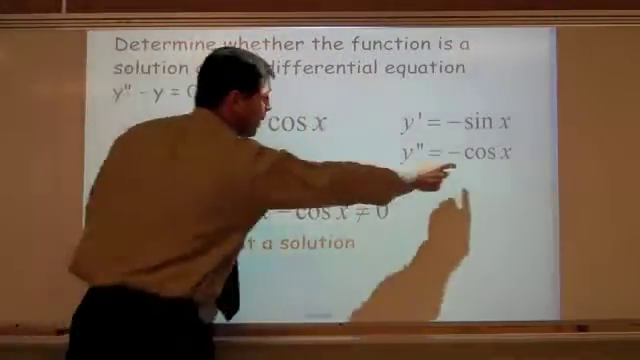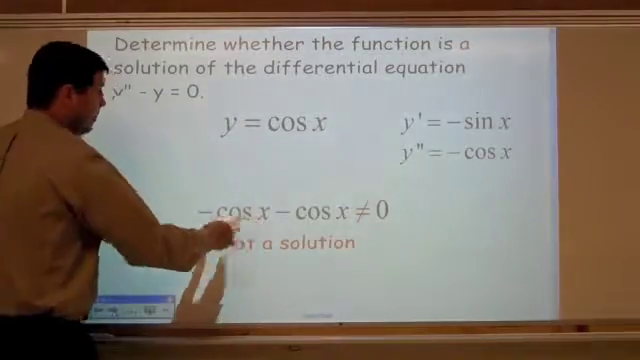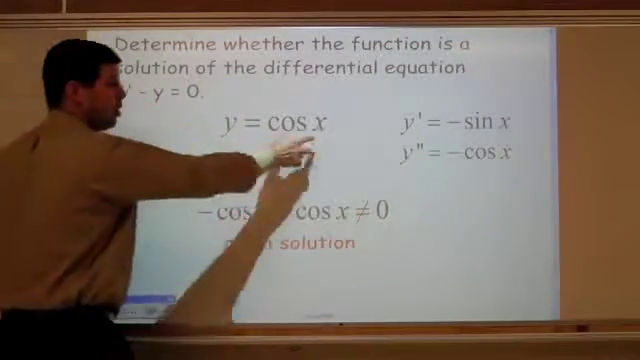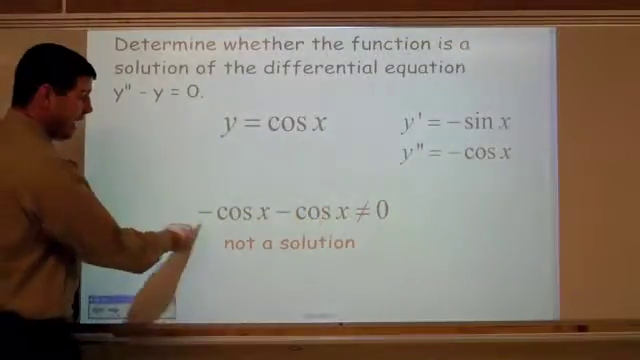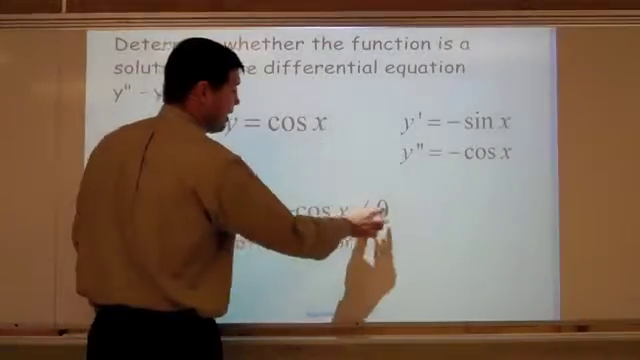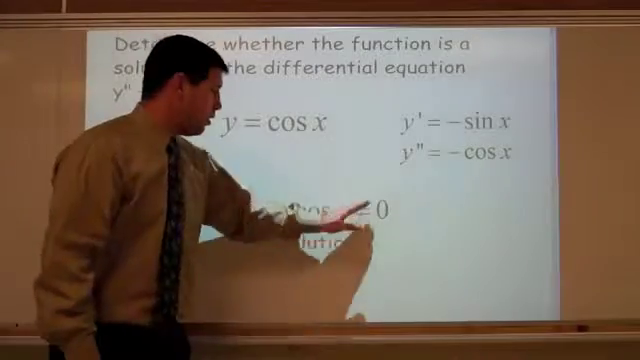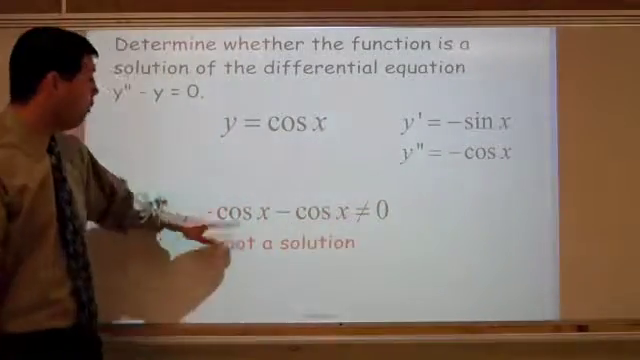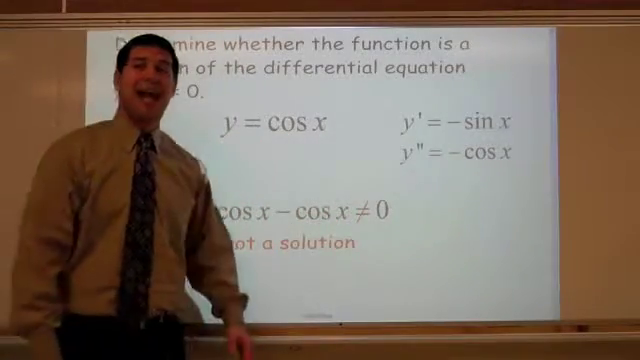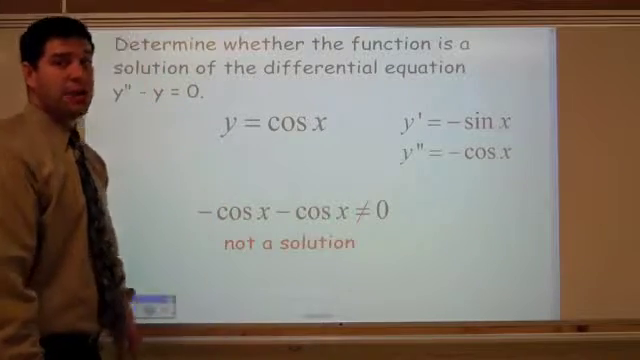Y double prime, negative cosine of x, minus y, cosine of x. Negative cosine x minus cosine x equals 0. Well, that's not true. So it's not equal, so no. Y equals cosine of x is not a solution to this differential equation.